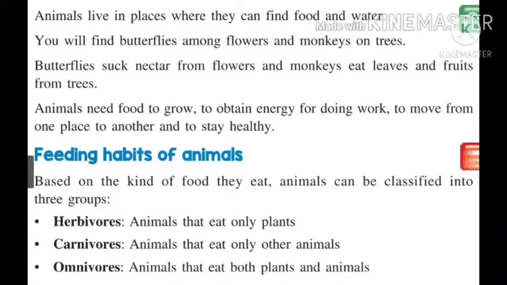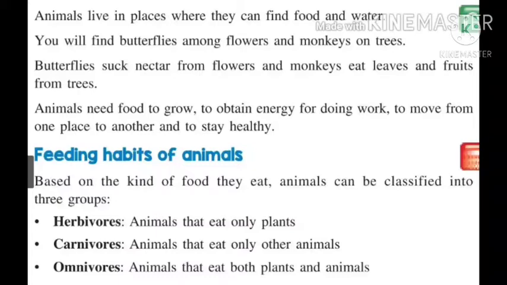They need to grow, they need to do their daily work. For those things they need food. And different animals eat different types of food. Like butterflies, they suck nectar from flowers. Monkeys eat fruits. Tigers eat the flesh of other animals. Different animals eat different types of food.